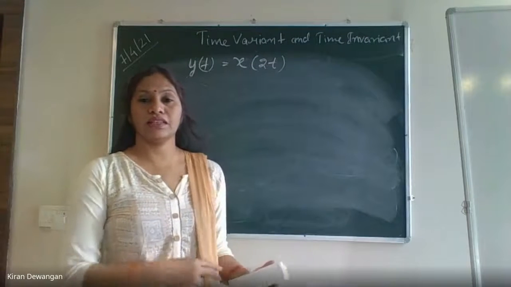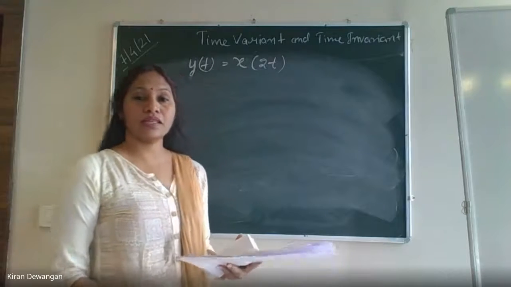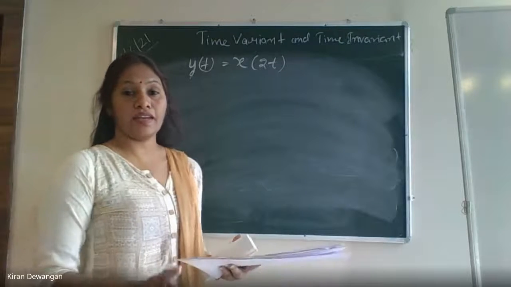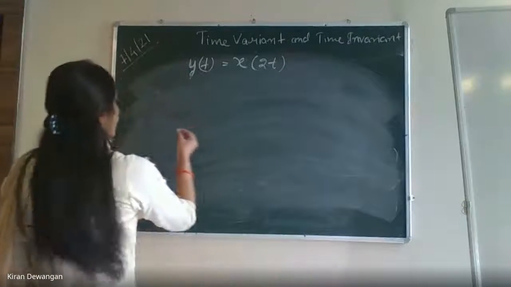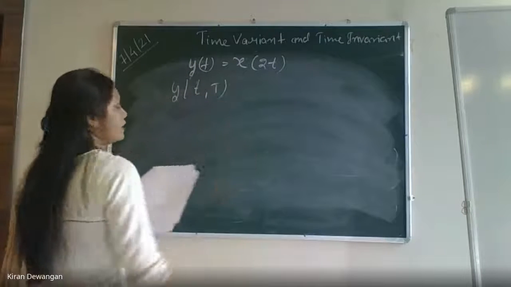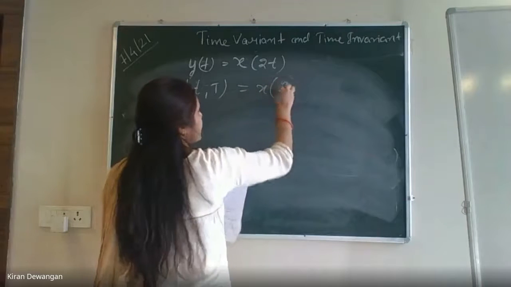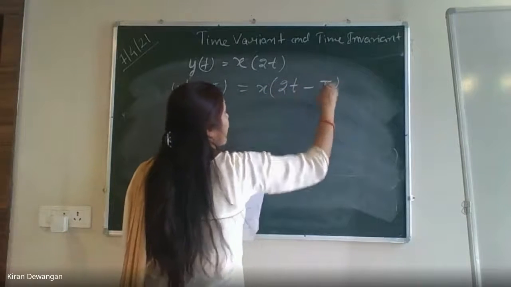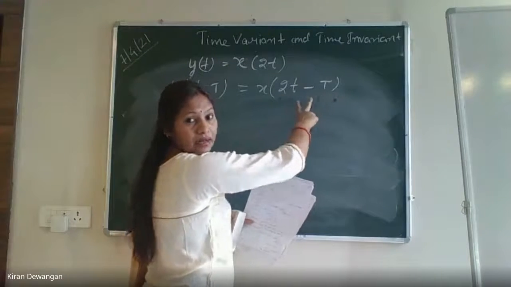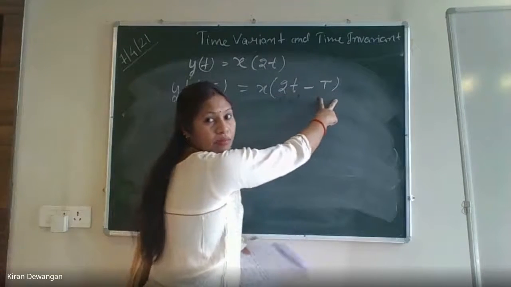Let's see who gives the answer correctly. Time variant or invariant system? Yes? It will be a time variant system again. If we have to calculate y t with a shift in input, it will be x of क्या हो जाएगा ये 2t minus t. It will be 2t minus t. Clear? It is similar to what we did in the previous question. It will be 2t minus t.